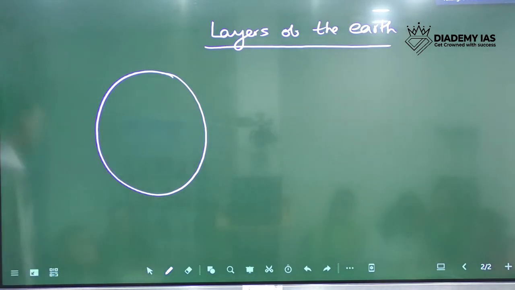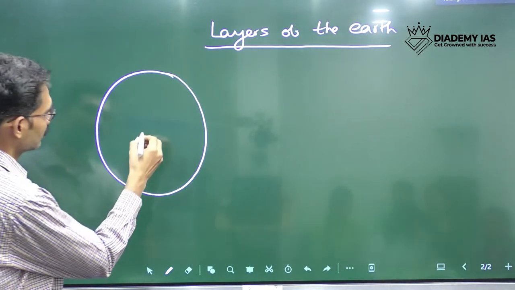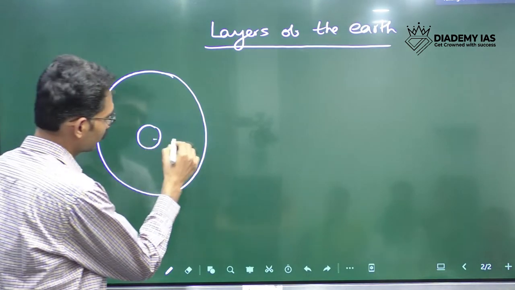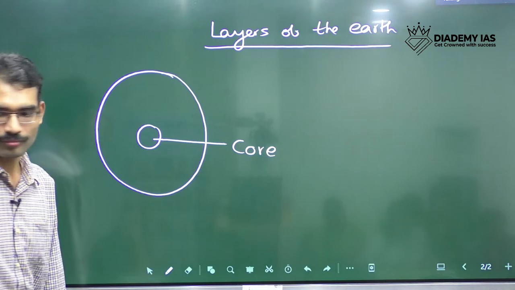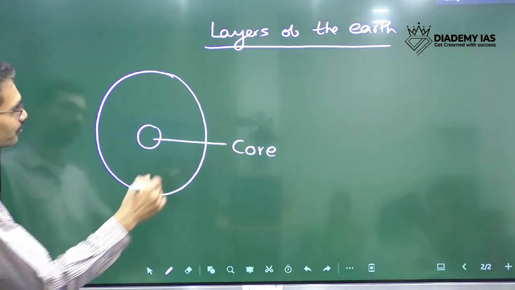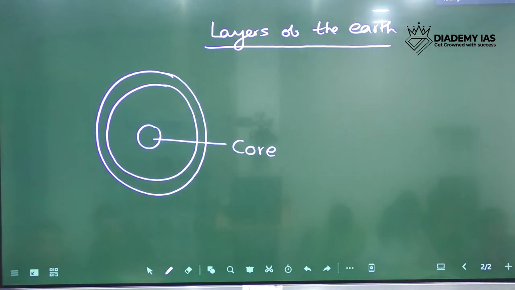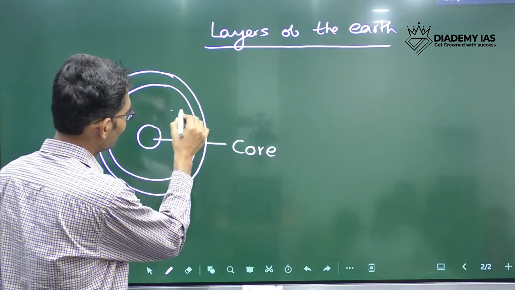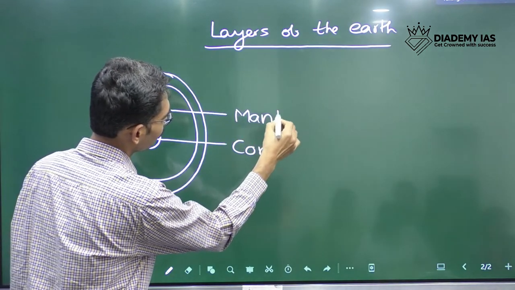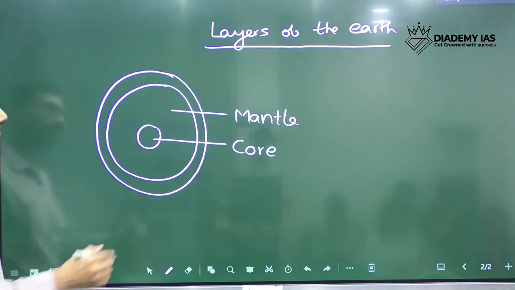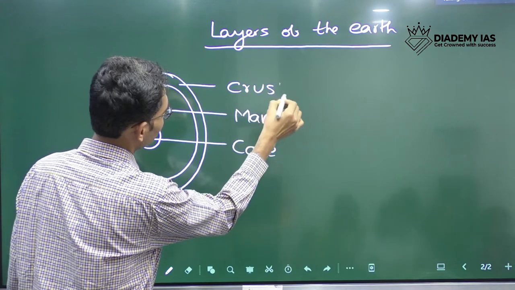Now if you take the earth, the heaviest minerals and metals are going to stay in the deep down of the sphere. Now this is called core. This is called core, yes, round. The next level is called mantle. There are three layers total, and top one is crust.